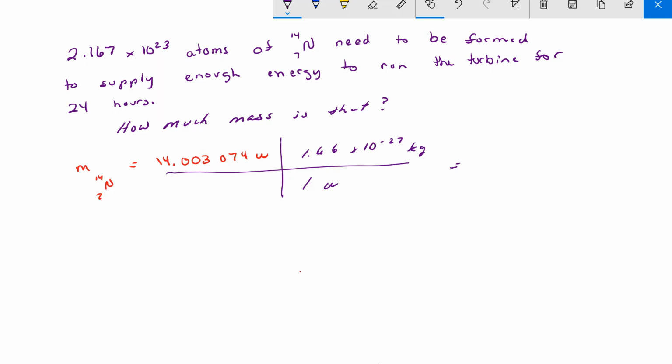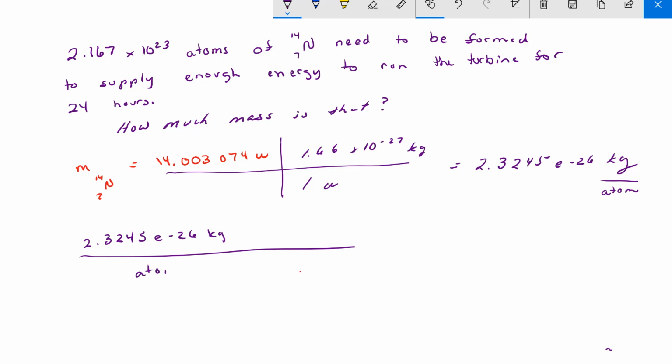Well, we can go from U's to kilograms, so we can find out the mass in kilograms of an individual nitrogen atom of 14,7. So we get the mass of each atom is 2.3245 times 10 to the negative 26 kilograms, and we need 2.167 times 10 to the 23rd atoms. So now we just do some more dimensional analysis, and we find the total number of kilograms. And we get 0.005 kilograms, which is basically 5 grams. End of problem. Thank you very much for your time.